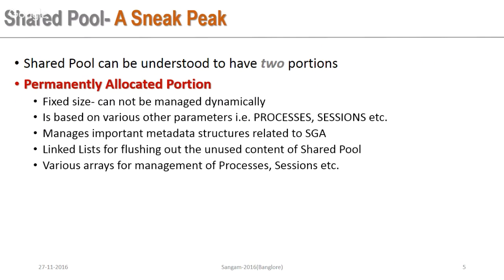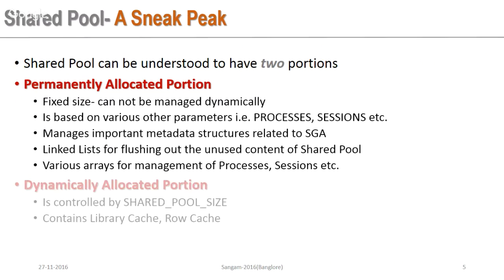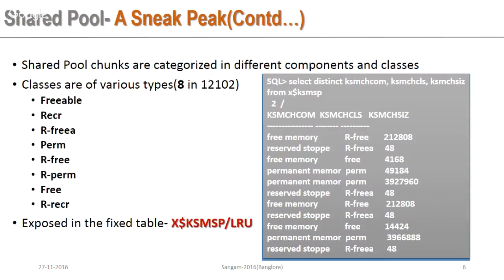The other part of the shared pool is the dynamically allocated portion, which is set up by the shared pool size, and that contains the components which can be useful to the DBA or to the performance engineers, like library cache and row cache. Now, the allocation of the shared pool in terms of memory is done in terms of something called classes, and there are 8 classes, as of 12.1.0.2 at the moment of this presentation.